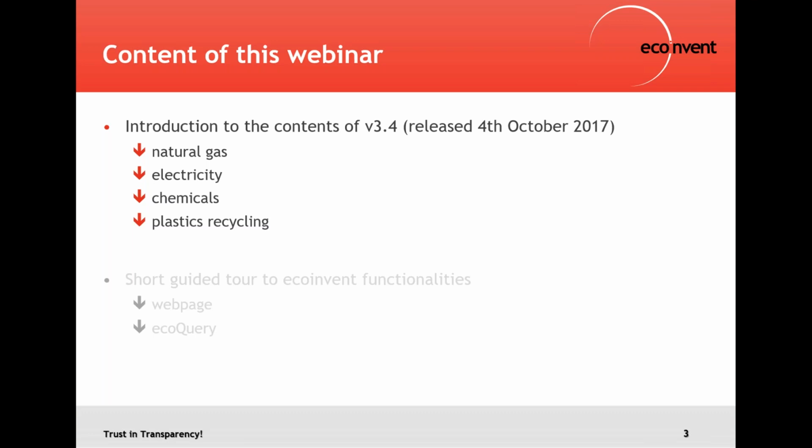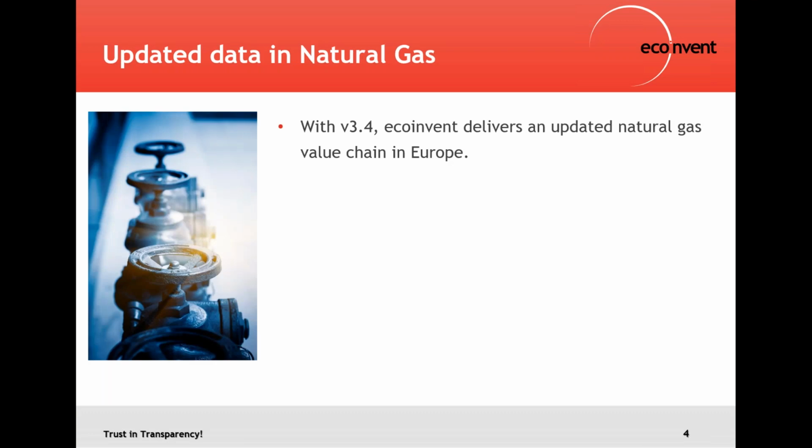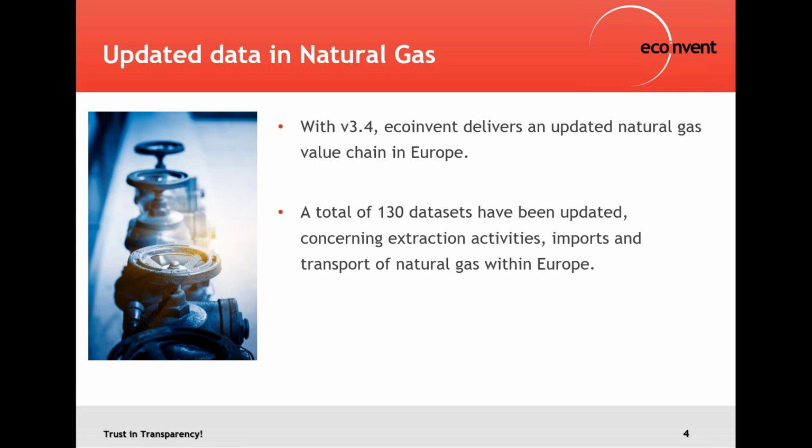3.4. So in the natural gas sector, with the version 3.4, we deliver to our users an updated natural gas value chain in Europe. That means that we have updated a total of 130 datasets, and those datasets concerned extraction activities, import and transport of natural gas within and to Europe.